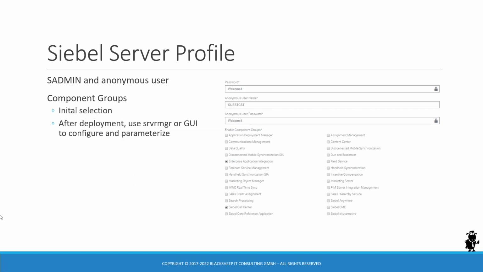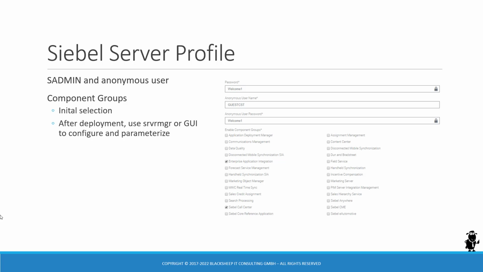Next, you need at least one Siebel server. So again, you start with cloning one of the sample profiles, creating your own profile, specifying the correct username, passwords, and the initial selection of component groups. Now, there's a lot of component groups to be selected, but don't be tempted here. This is only the initial selection. The more you select, the longer it will take for that Siebel server to actually spin up, because it will run processes for all the components within those groups.